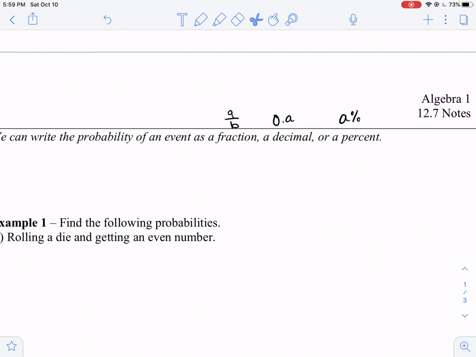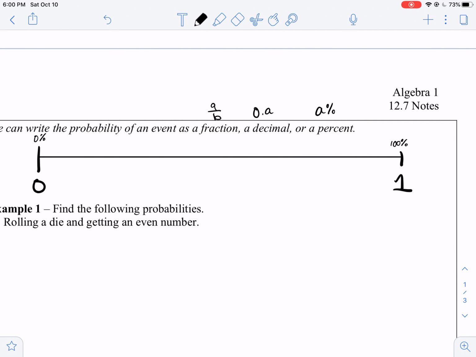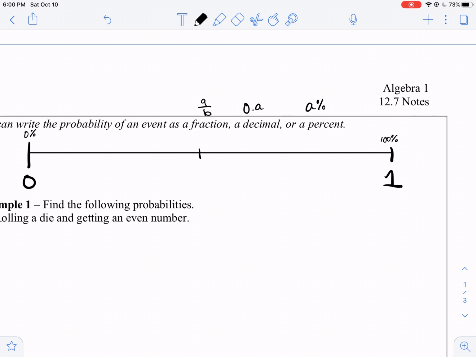So probability is always between two numbers. It's always going to be between 0 and 1, which means it's going to be somewhere between 0% chance and 100% chance. It can be anywhere in between. If it's equally likely to go one way or the other, we say that has 0.5 probability, which is a 50% chance.